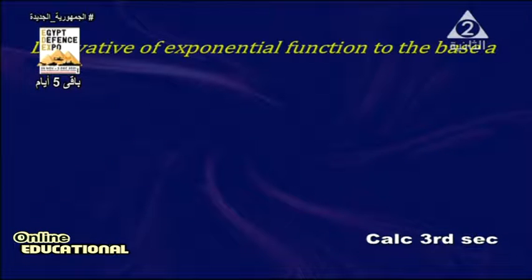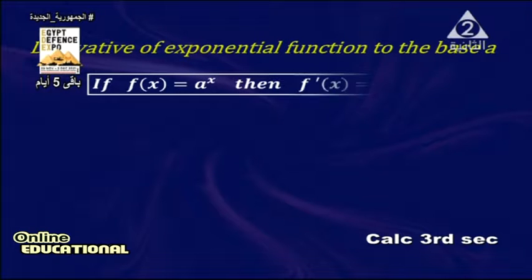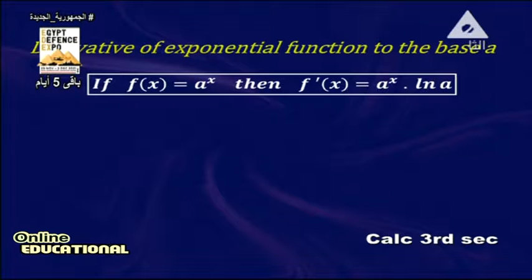Derivative of exponential function to the base a. If the function f(x) equals a to the power x, where a is any real number, then f'(x) equals a to the power x ln a. a is bigger than 0 because ln a appears in the rule.